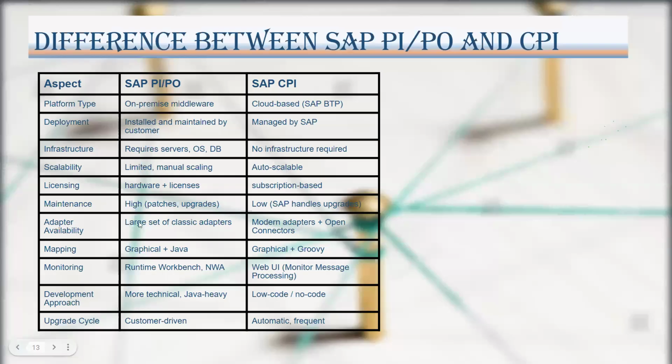So here, maintenance is high for the process integration. For CPI, it's very low. SAP handles the upgrades in this case.